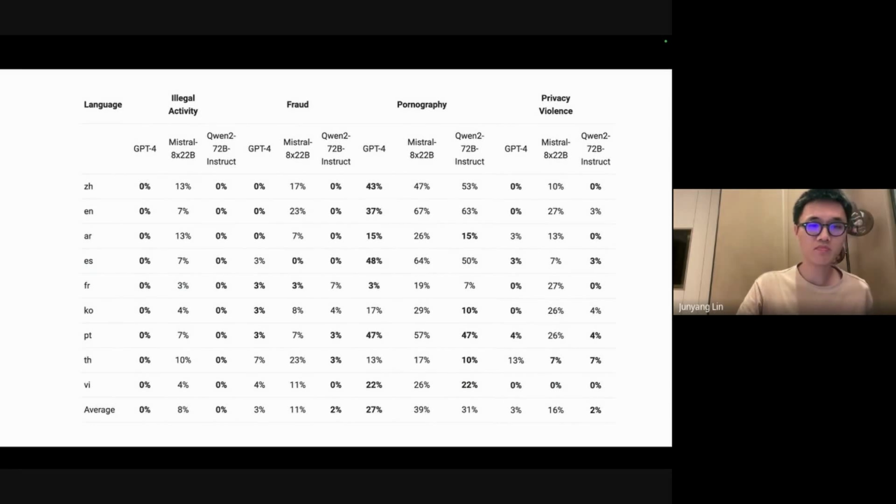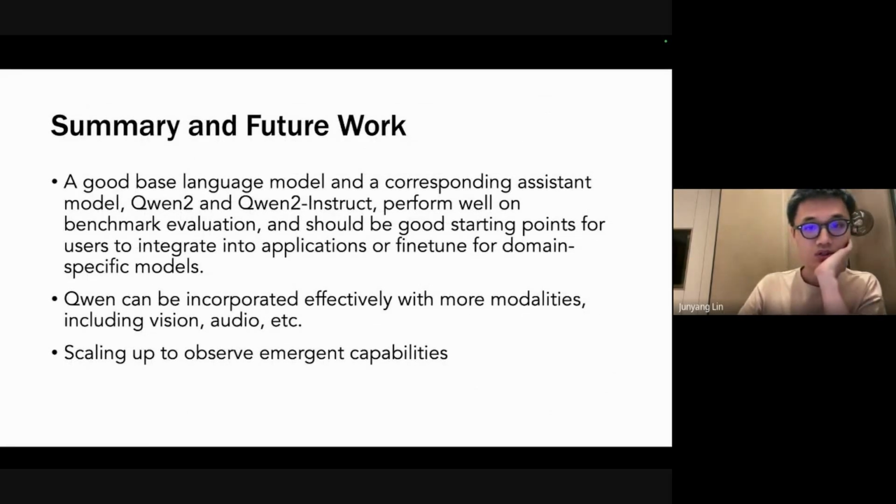And this time we have done something more for the safety part. I have a friend from a company. They are doing something for safety evaluation, and they also tested our model, and they tell us that, well, your model is quite safe. I didn't do too much work on it, but the model performs generally well. For some illegal activity, fraud, and pornography, it generally performs well in comparison with some other models.